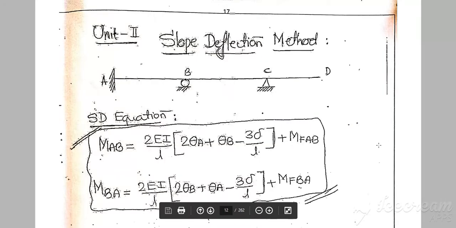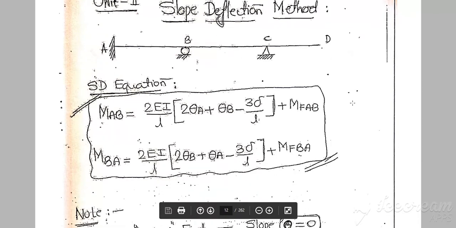Let us begin from module first, slope deflection method. In the slope deflection method, mainly we are using these two equations. Here in your syllabus, this equation derivation is not required. Okay, directly you can take this equation.